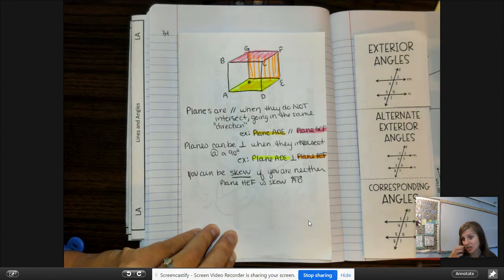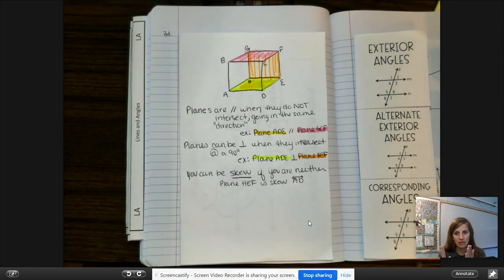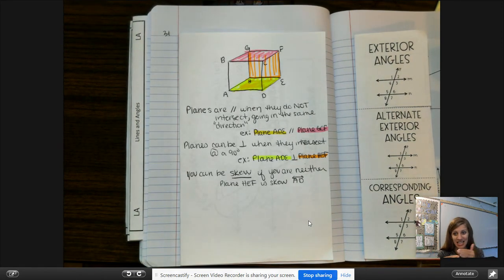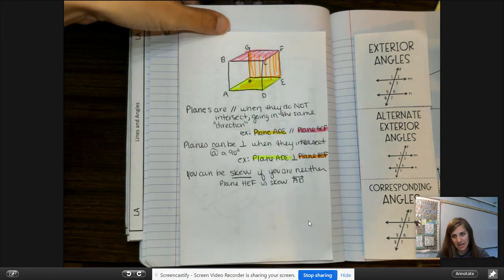But in some of the pictures that you're going to see in the homework, I think you'll understand better what skew is. They're just like not parallel to each other, and they're not going to intersect each other perpendicularly either. Like maybe they're crossing at a weird angle, so it's neither and not both. Okay, so that's kind of that.